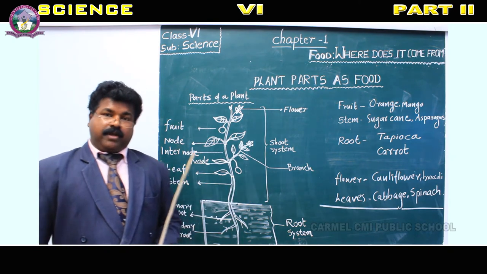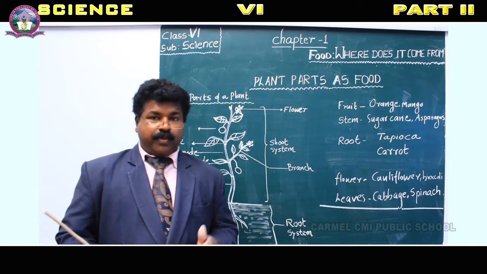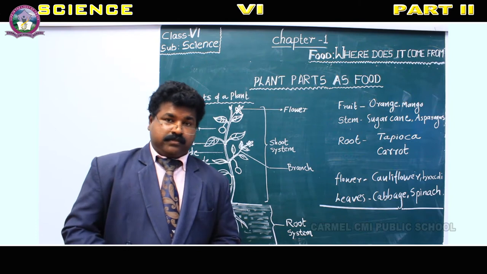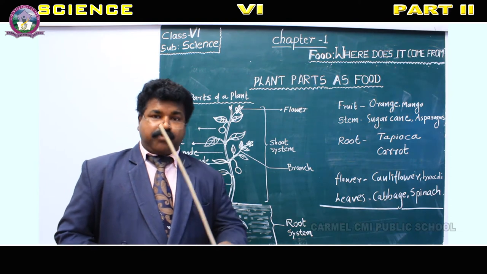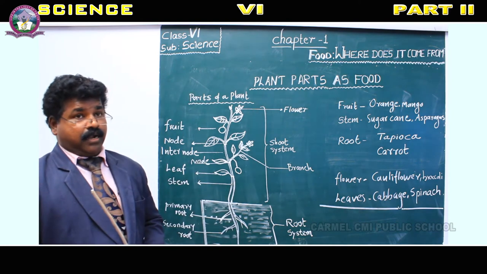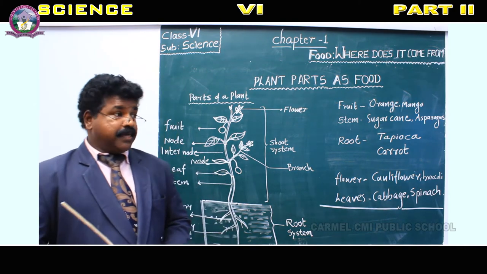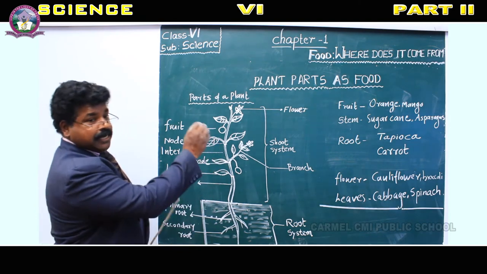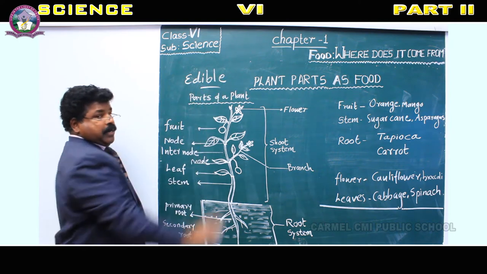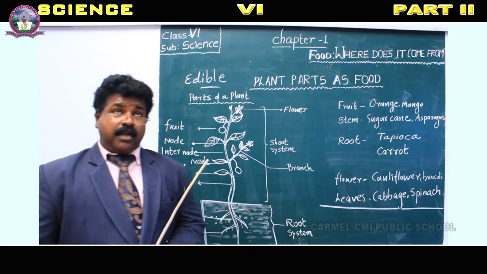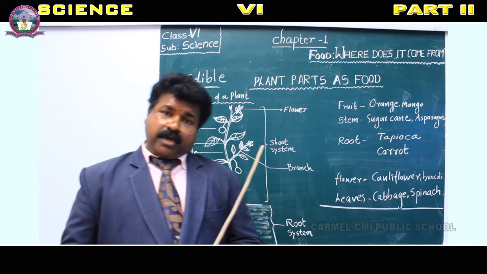In a plant, we are using different types of plants as food, but all the parts of the plant cannot be used by us as food. So the parts of the plant which can be eaten as food are known as edible. Okay, the parts of the plant which can be eaten are called edible. The term, let me write here, edible. The parts of the plant which can be eaten are called edible parts or edible food. So let us see what are the different edible parts of a plant.